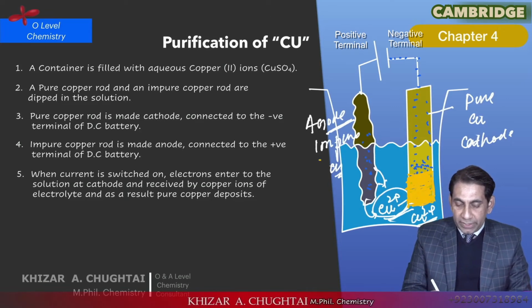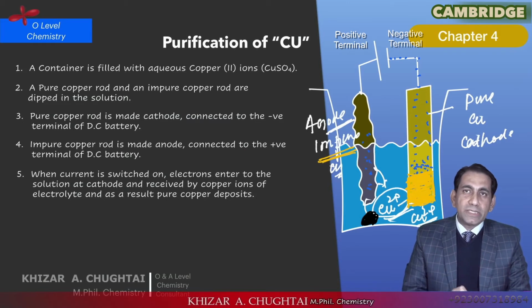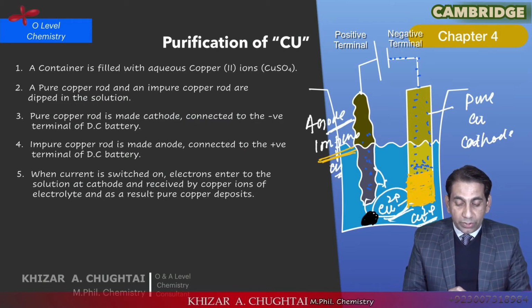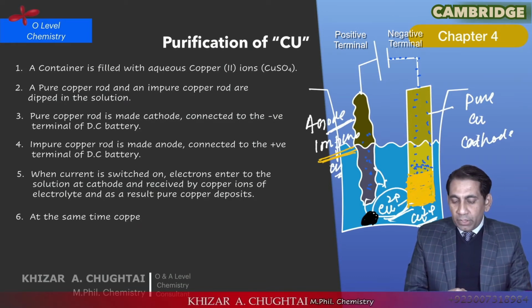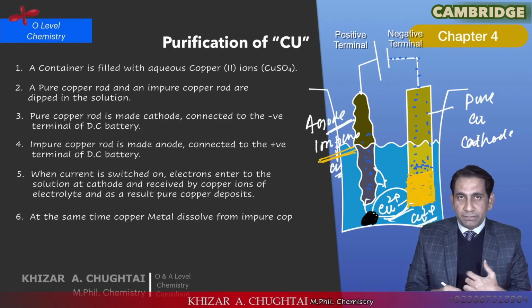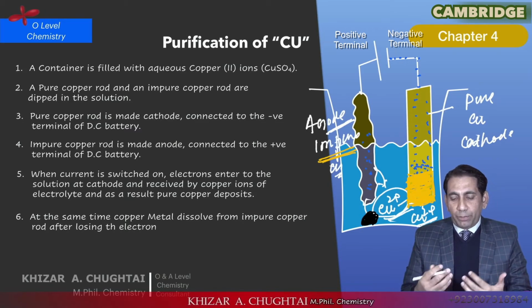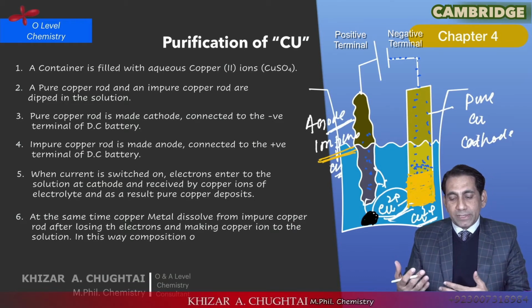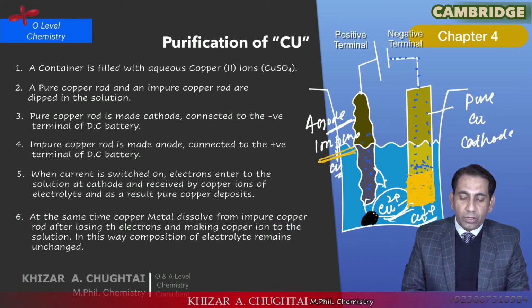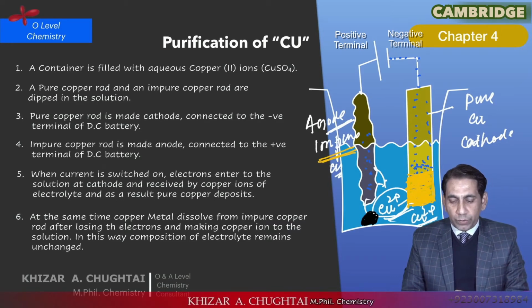Impurities present in this impure copper rod will settle down under the anode surface, you can say. These impurities are not soluble in water and they are not going to take part in the chemical reaction either. So this is the total mechanism. Basically, you can say one copper ion is coming from the impure rod, and that copper ion is indirectly going to shift and deposit itself on the pure cathode.